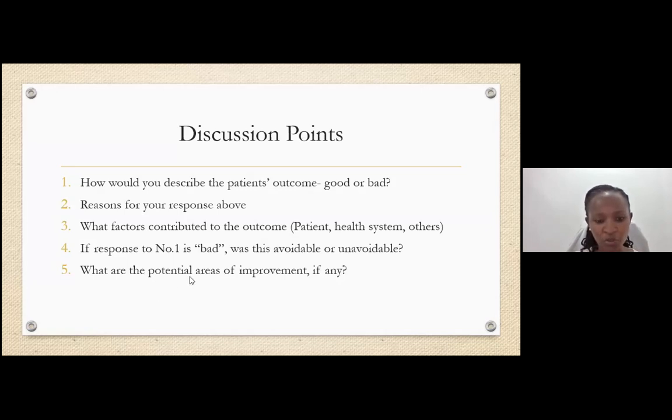So what are the potential areas of improvement, if any? I'll open the floor for that. Any takers? Where could we have improved the care for this mother? Beatrice on the chat and Martin talk about the referral system. Anthony also talks about the referral system, early diagnosis and management of potential and actual risks. Grace talks about antenatal health education on danger signs. Again, yes, I agree with you, that is very key.